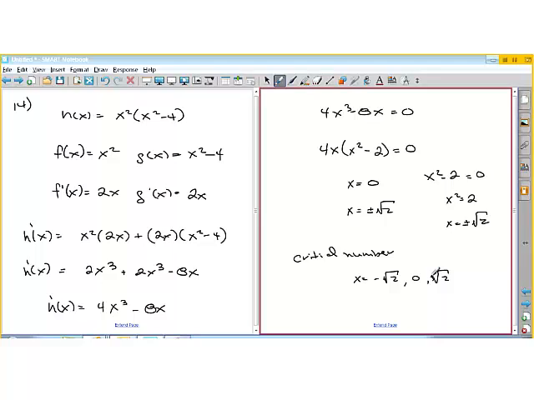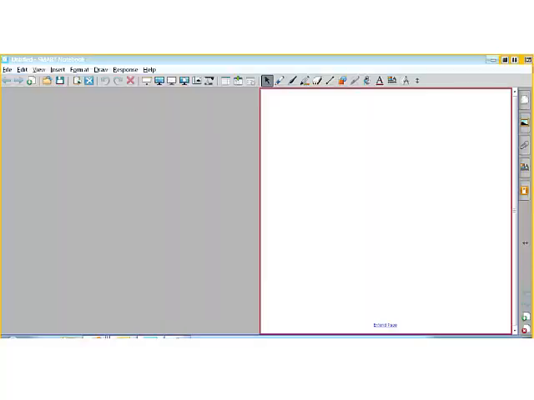Just checking my solution here. I don't want to get too overconfident of my math ability. Okay, so that's correct. Okay, we're on to number 16. So we have a quotient in this case.